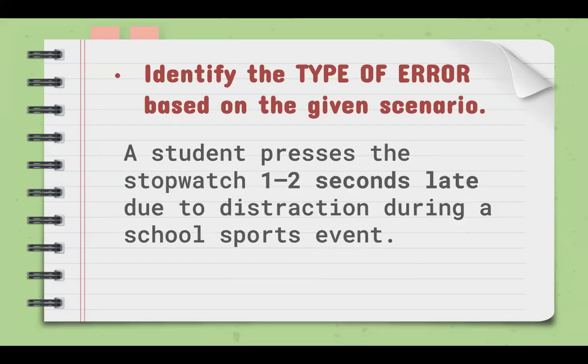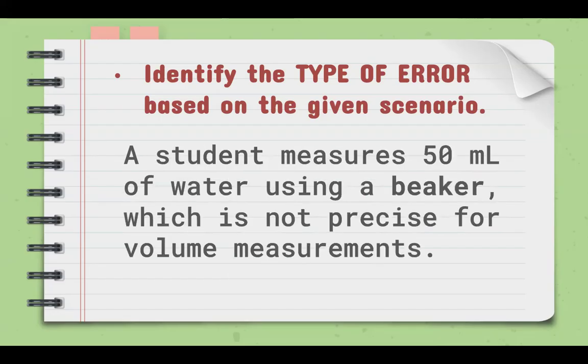All right. Next, a student presses the stopwatch 1 to 2 seconds late due to distraction during a school sport event. So this is a very obvious error, so we can consider this one as a gross error. And the student measures 50 milliliters of water using a beaker, which is not precise for volume measurement. We call this a systematic error because in the first place, you used a wrong measuring device instead of using the right device to measure it.